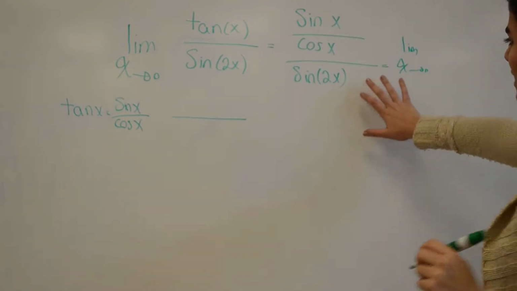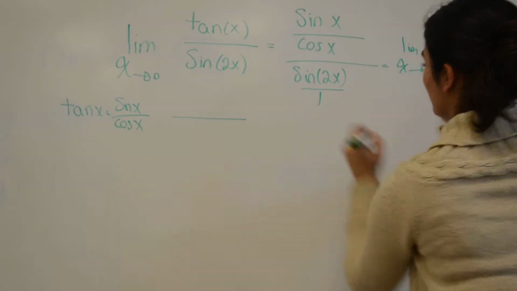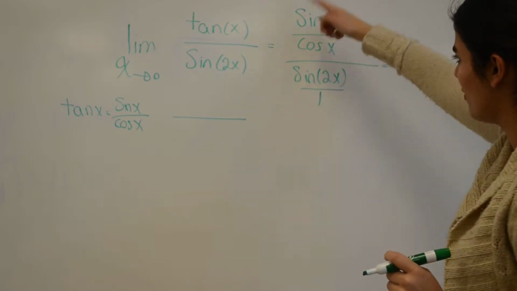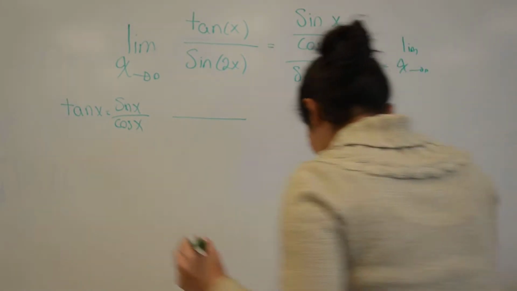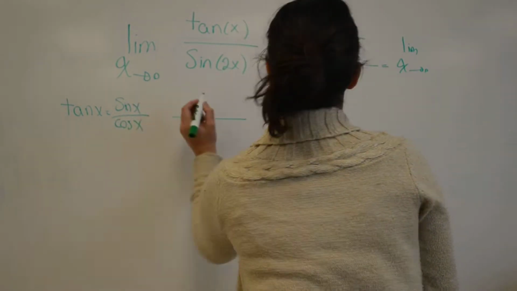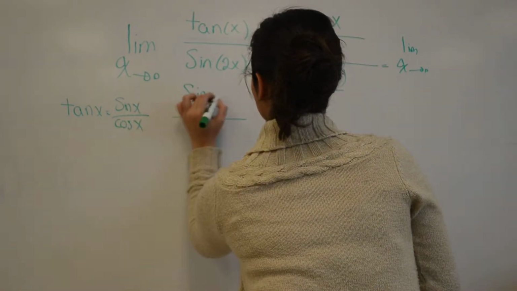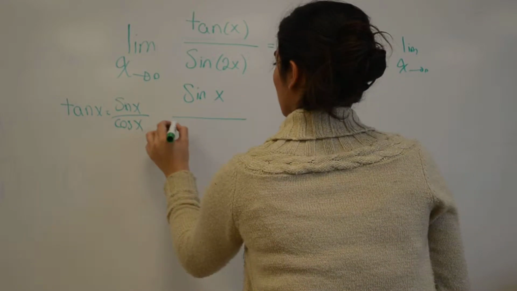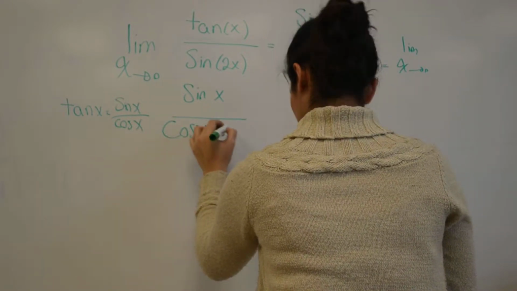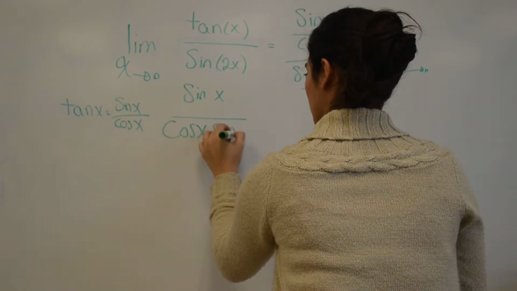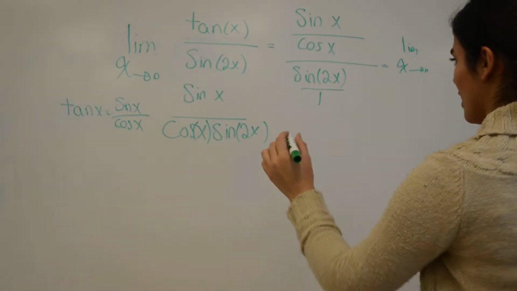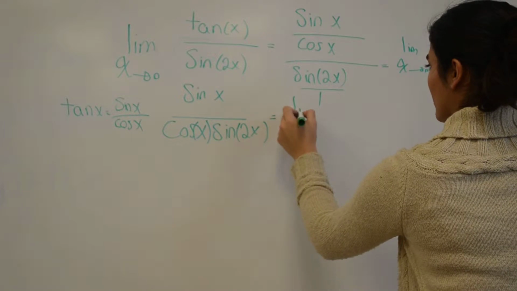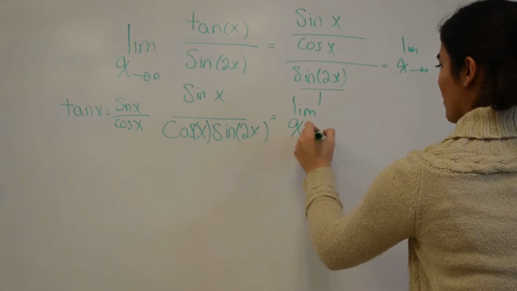So what we need to do right now, we know that this has a denominator of 1, so we have to multiply far by far and close by close. So we'll end up having sine x over cosine x sine 2x. And then we can have brackets here so we don't get that mixed up. And then we have equals the limit as x approaches 0.